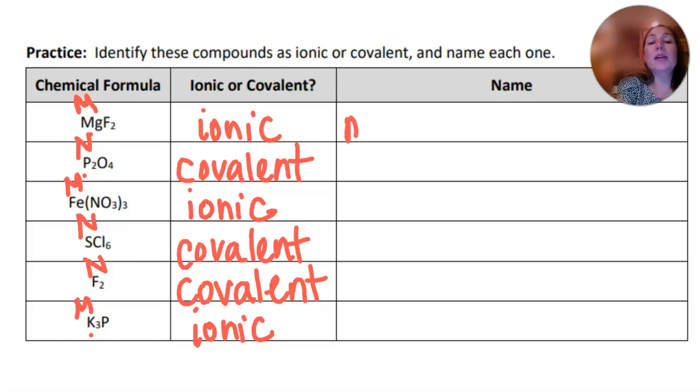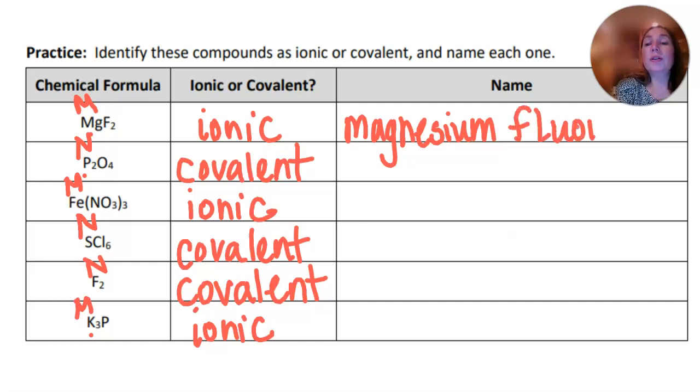Okay, MgF2. Well, we always just name the metal, magnesium. Magnesium doesn't need a Roman numeral because it's in 2A, the alkaline earth metals. And then fluorine gets changed to fluoride, with an -ide ending on there.